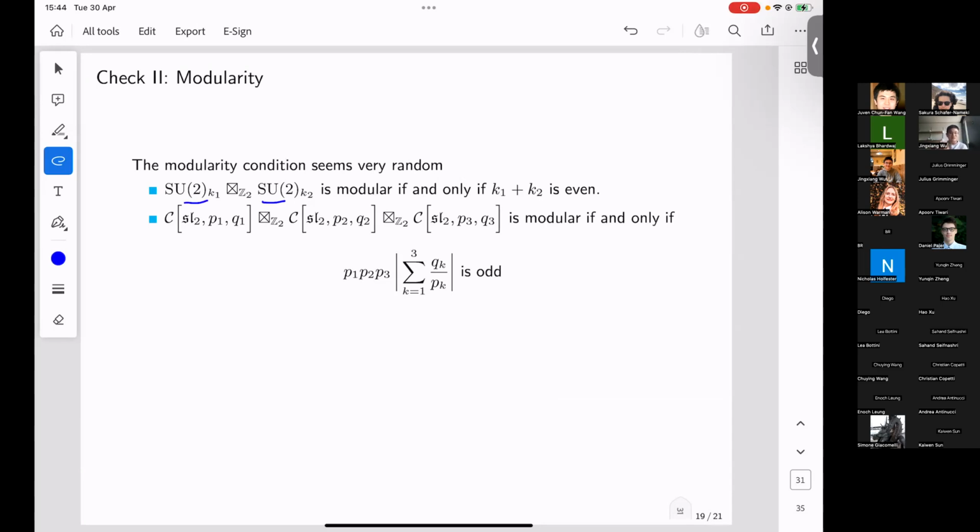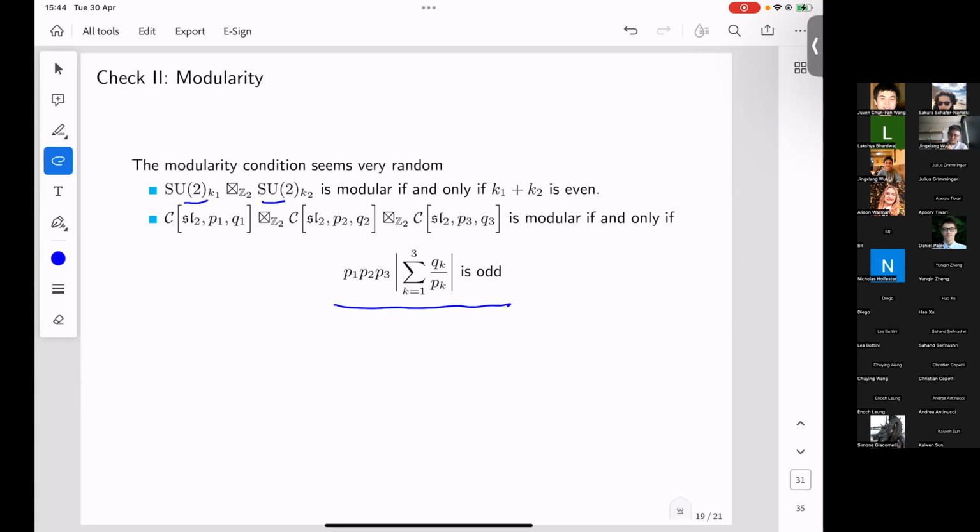For example, there is a simple exercise you can do. Suppose you take two SU(2) level K, and you ask, when does it become modular again? And it turns out it's modular if and only if K1 plus K2 is even. Okay, and if you try to do this for one with 3 factors, you get the following equation.